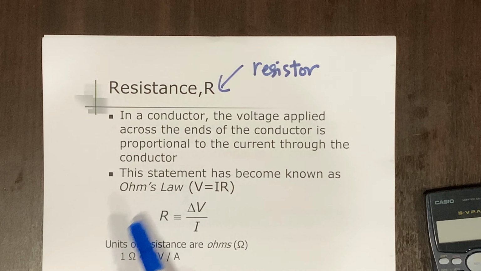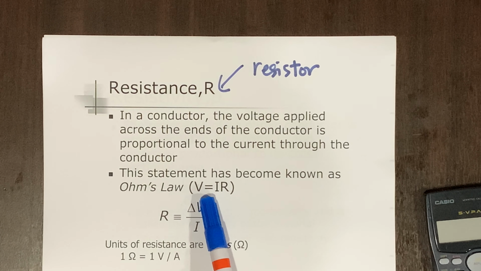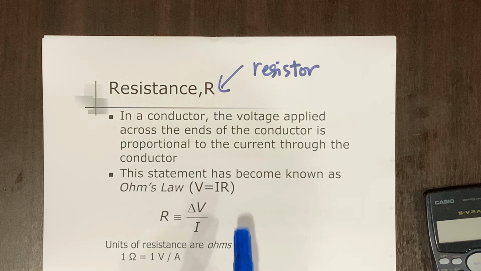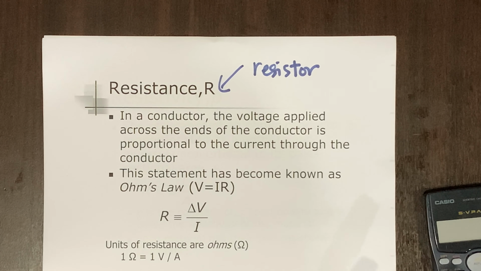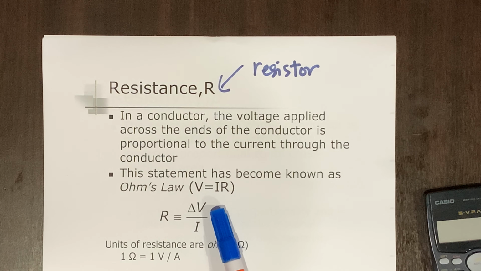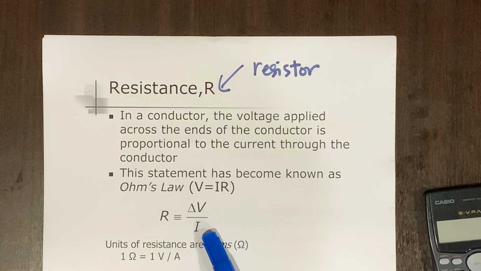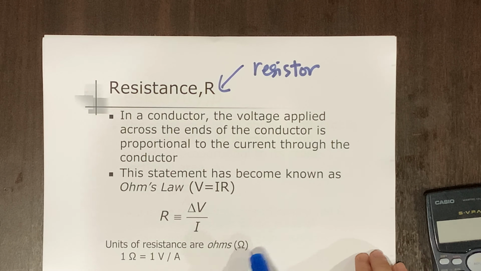So are you familiar with this? This is what we call Ohm's law. V is equal to IR, or R is equal to V over I. You just rearrange. The unit of resistance is ohms. R is resistance, V is voltage or battery or potential difference, I is current. So the unit for resistance is ohm. This is the symbol of ohm.